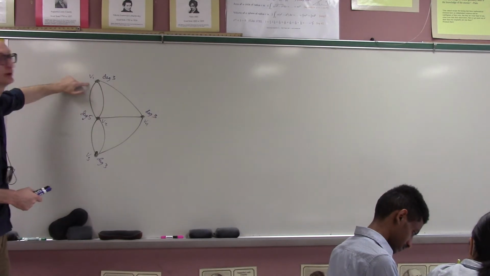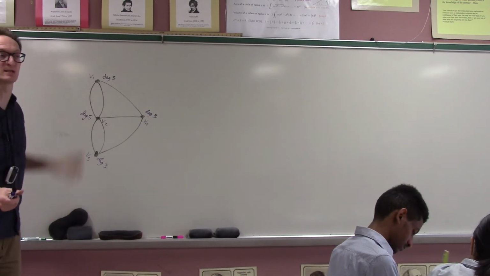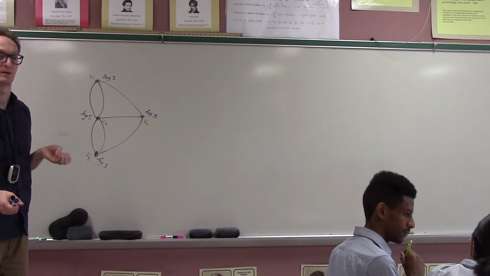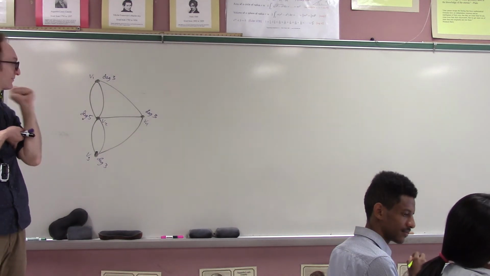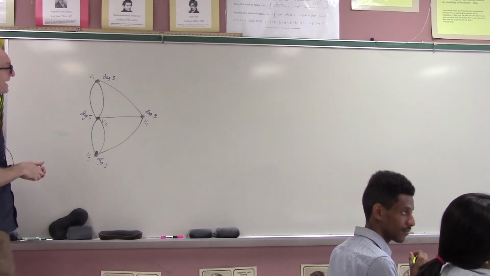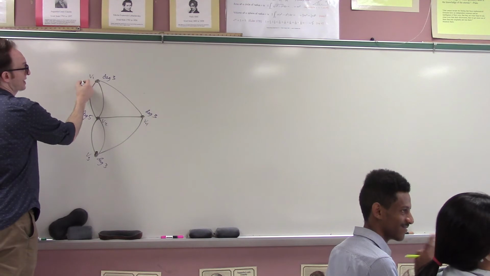So what's my only conclusion? If I have an odd degree at V1, you have to either start or end there. The only way to have an odd vertex is that you need to either start or end there. Okay, so I can start here.